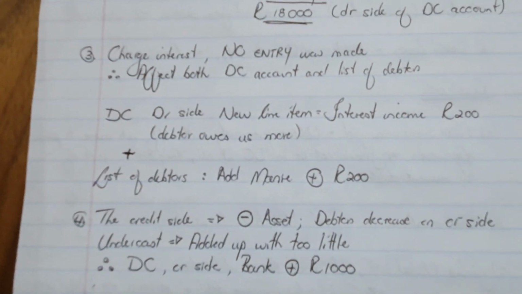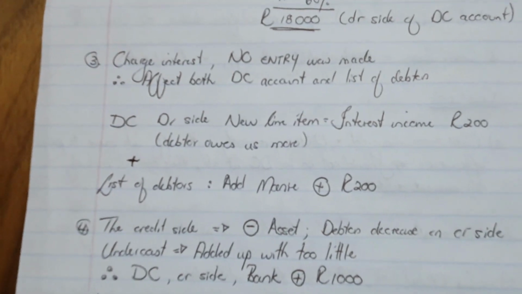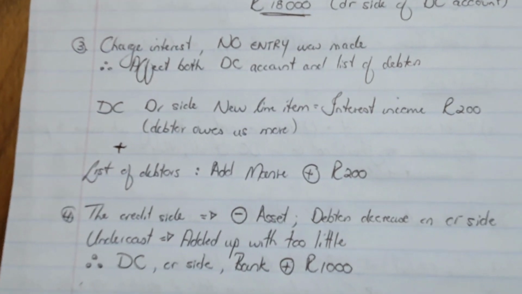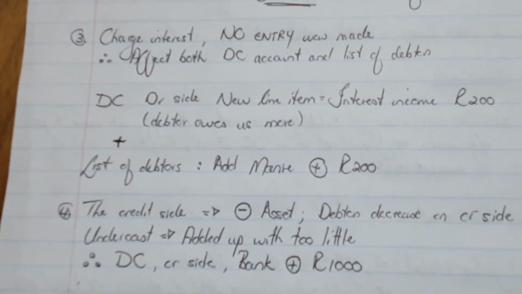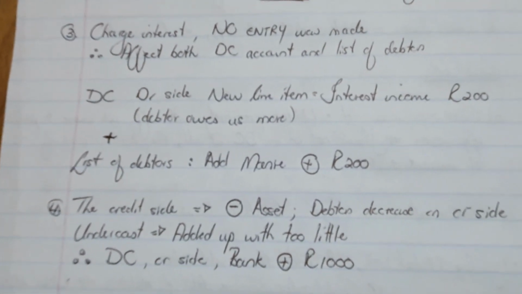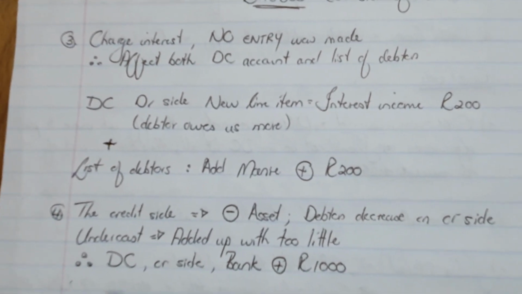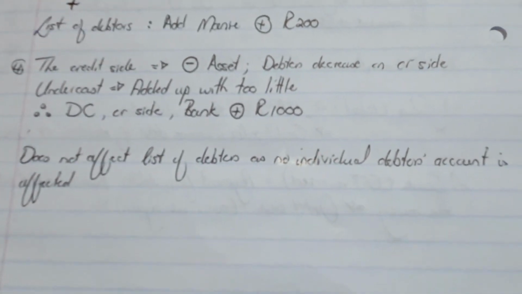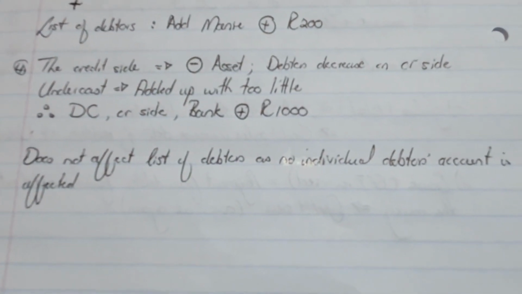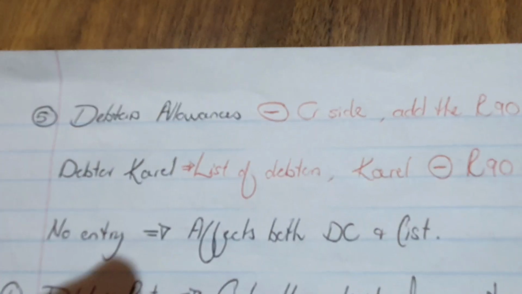Because it was the debtors analysis column on the credit side, it basically says that the debt of debtors had to decrease. Therefore, on the credit side in our debtors control account, as part of bank, decreasing the debt of debtors, we need to add this 1,000 Rand to the bank. This does not affect the list of debtors as no individual debtors account was affected.